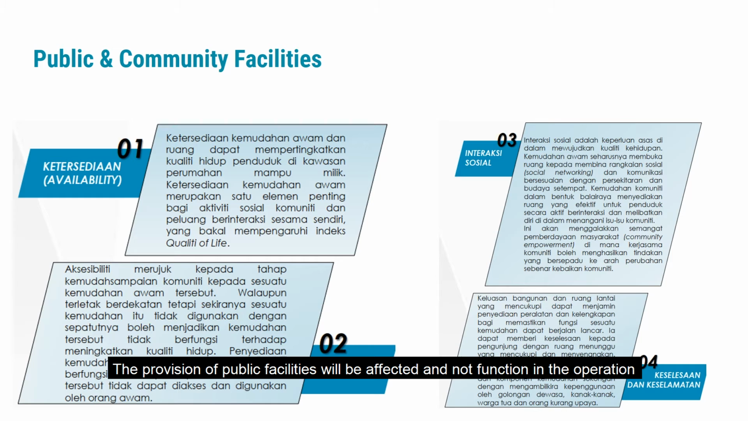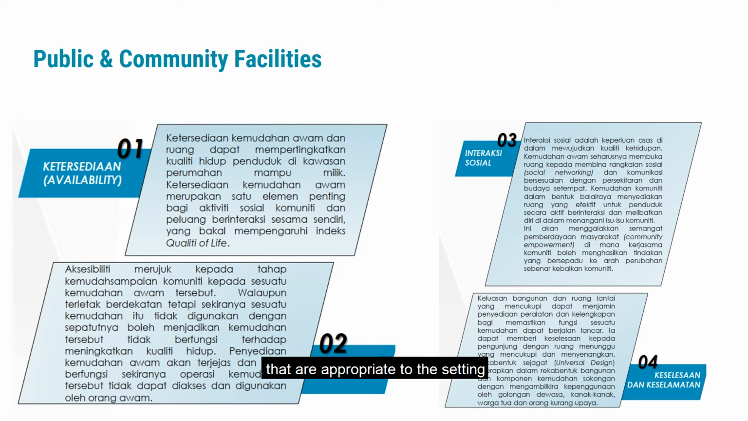The provision of public facilities will not function if the facility is not accessible and used by the public. The third element is social interaction, which is a basic requirement in creating a quality of life. Public facilities should be a medium to build social networks and communication that are appropriate to the setting.